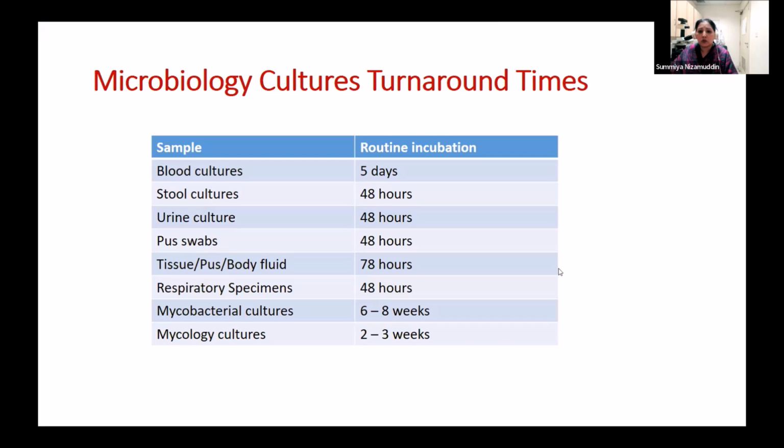Stool cultures are routinely incubated for 48 hours in the lab, and if there is a pathogen that was isolated from that specimen, then following that time we report it. And once again, it could take anywhere from 48 to 36 hours to identify and report the antibiotics. Same goes for urine culture.